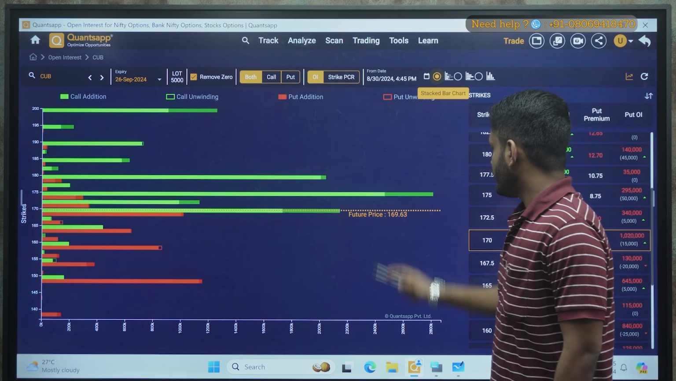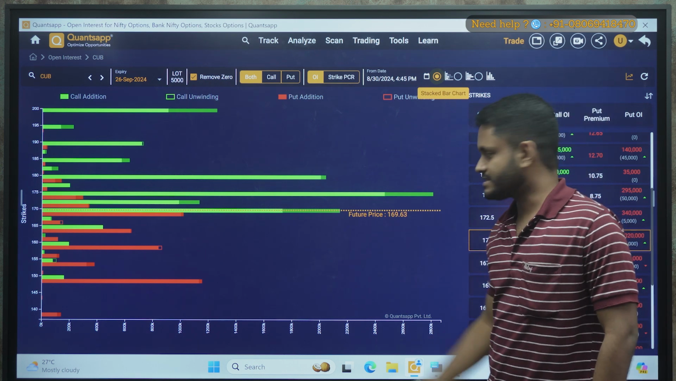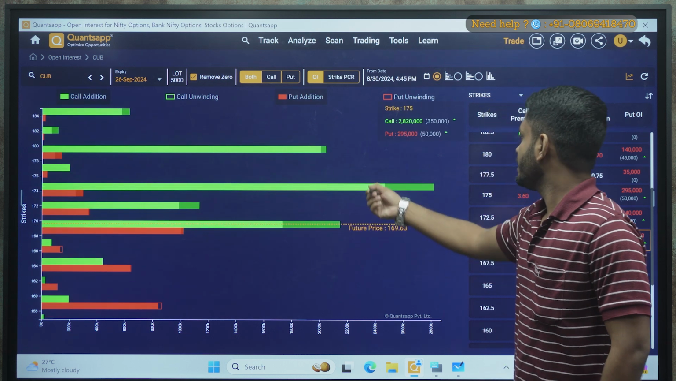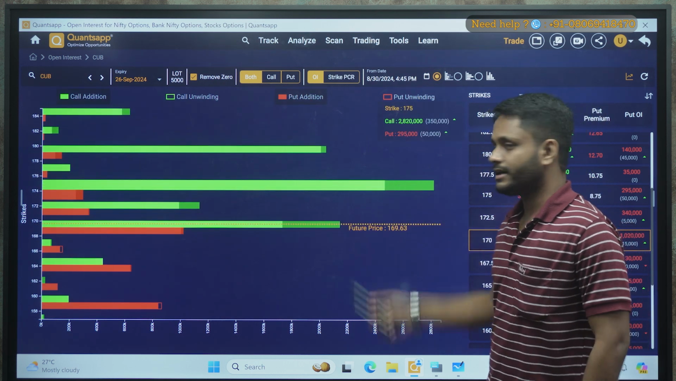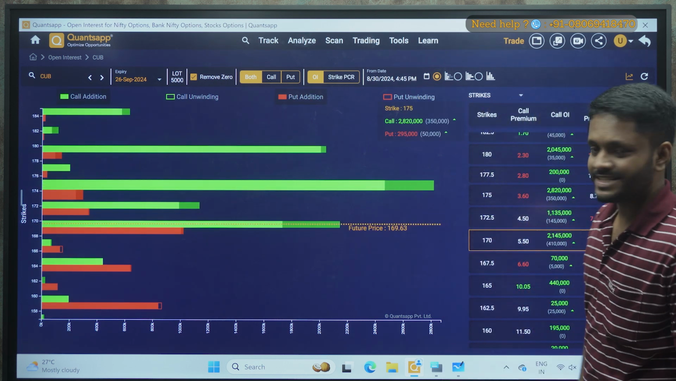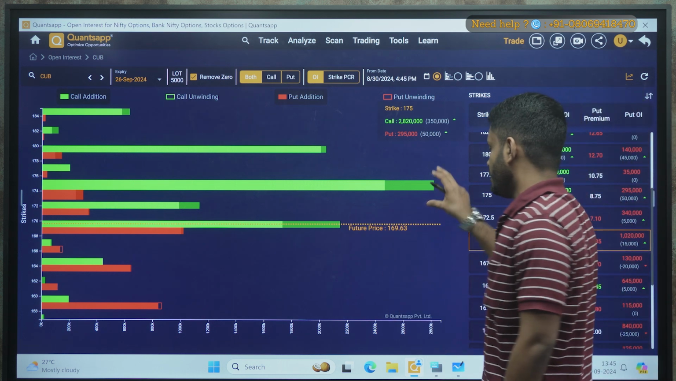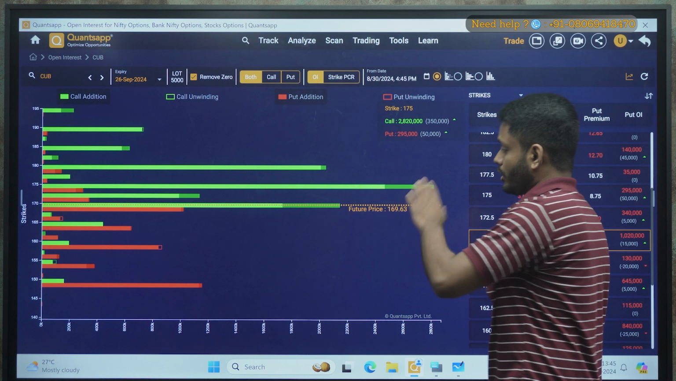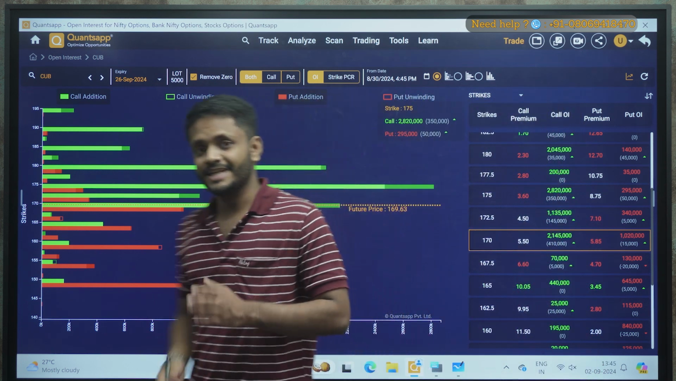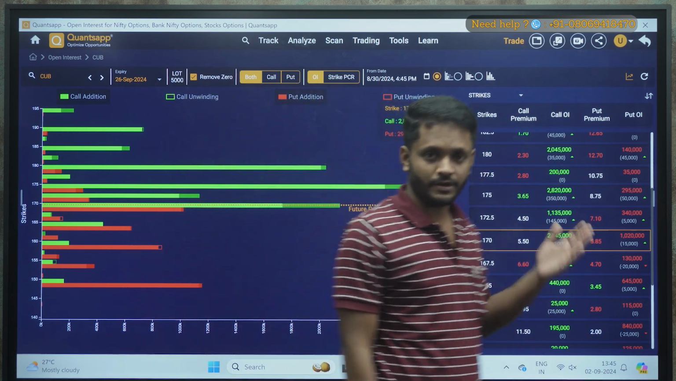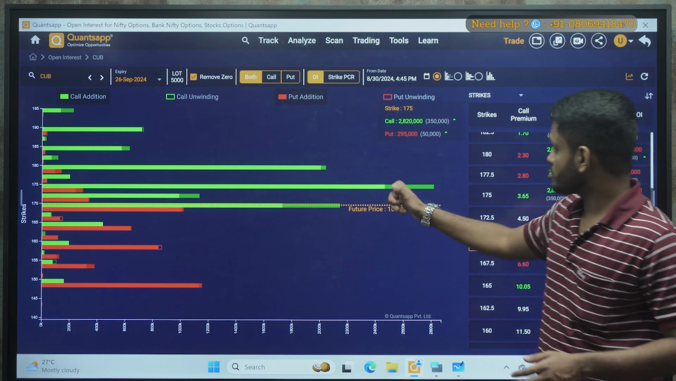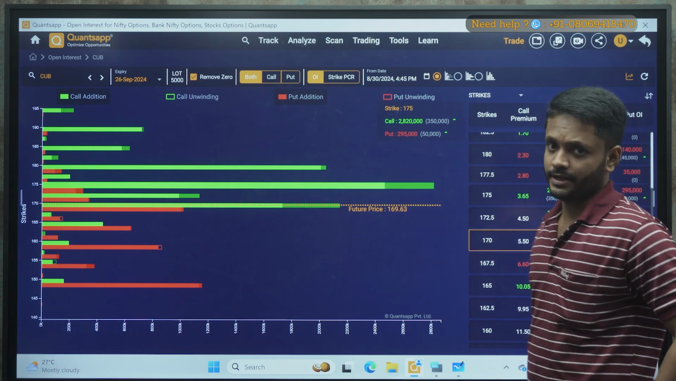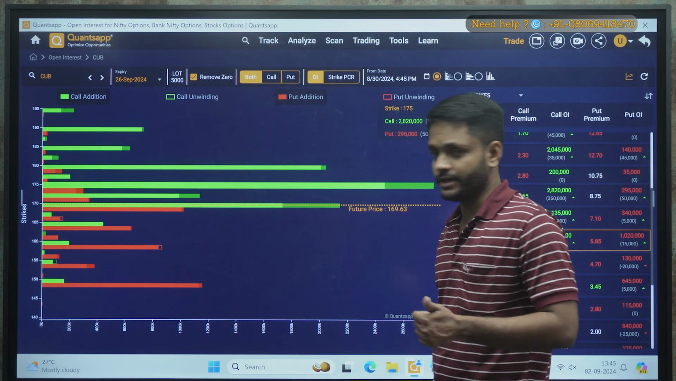Okay, now the future price is 169.63. Now if you see at the 175 strike, there is no unwinding. I cannot see any sort of unwinding. On 30th August as well, when the price pierced this 175 level, at that time also there was no unwinding over here. I didn't see any unwinding over here.